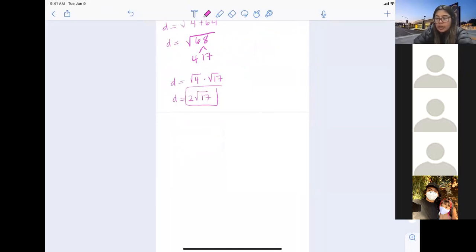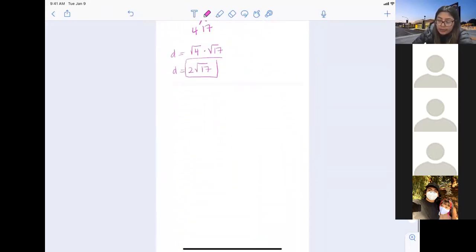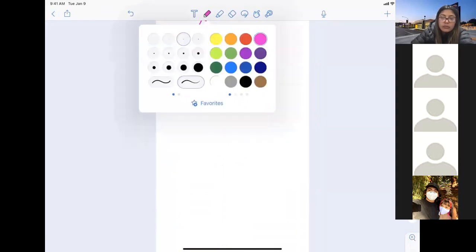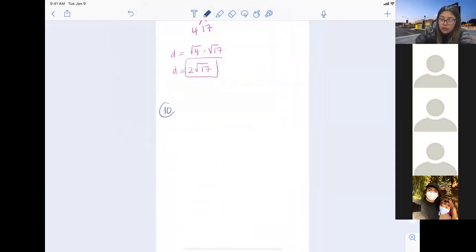All right, the next question is question 10. Question 10, they're asking you to find the midpoint between two of them. Find the midpoint between 2 points.